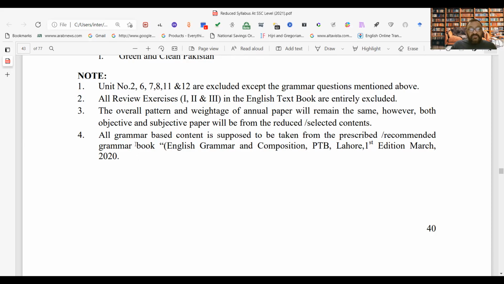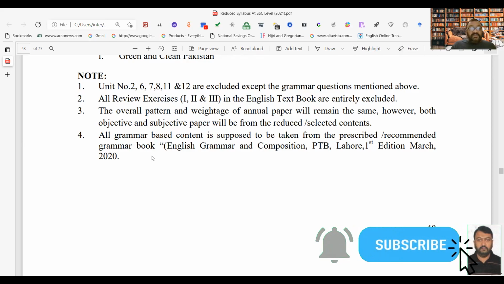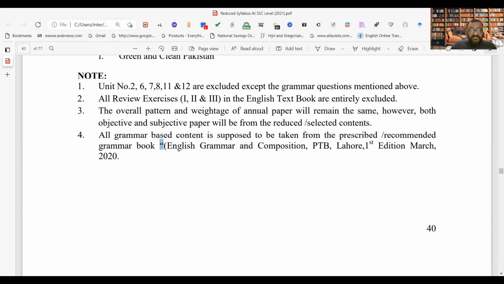All grammar-based content is supposed to be taken from the prescribed or recommended grammar book. This is English Grammar and Composition, Punjab Textbook Board, edition 2020. So, for example, noun, pronoun, verb, adjective, conjunction, interjection: all these are prescribed there. They are not difficult. We will make it easy for you with our lectures.